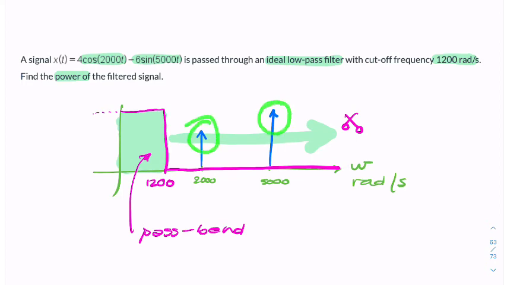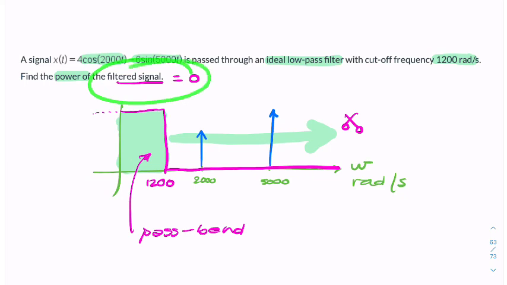Both of these components are part of the blocked portion, so both will be blocked by the filter. So the filtered signal is simply 0, and therefore the power of the filtered signal is also 0. There's no trick in a question like this. You don't even need to sketch it. You can simply look at it and realize that the cutoff is lower than the smallest of those frequencies, and therefore nothing passes through, and the filtered signal has 0 power.